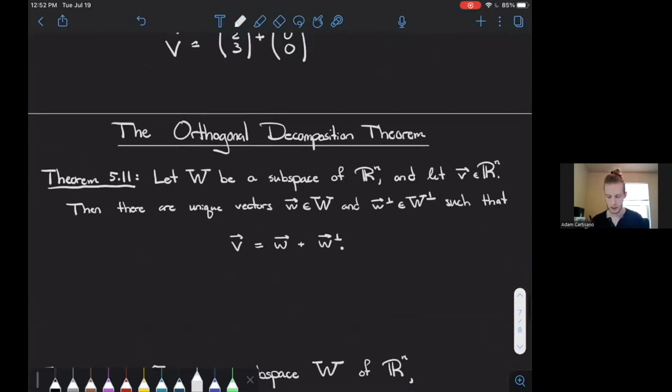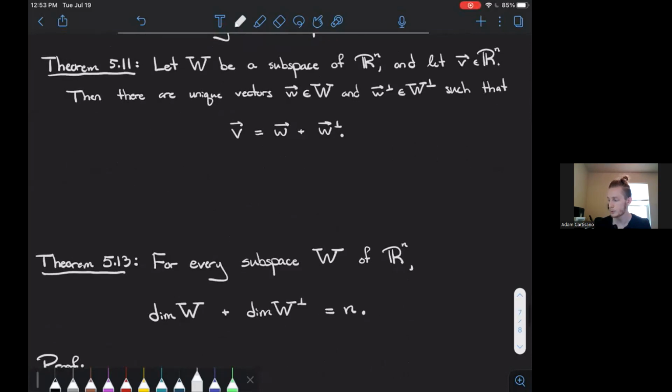Okay, so I keep calling this the orthogonal decomposition of a vector. However, the orthogonal decomposition theorem says, in words, that the orthogonal decomposition of a vector with respect to some subspace is unique. So it goes like this. Let W, again, be any subspace of Rn, and let V be any vector in Rn. Then there are unique vectors, one inside of W and one inside of W perp, whose sum is precisely V.